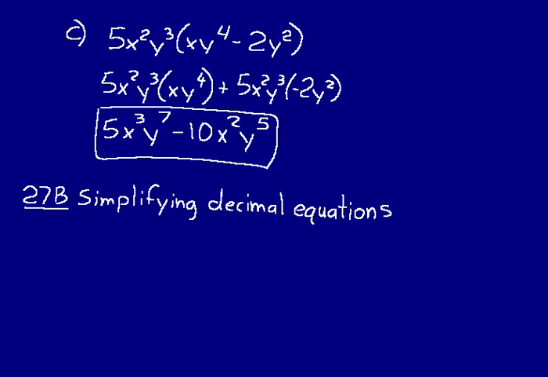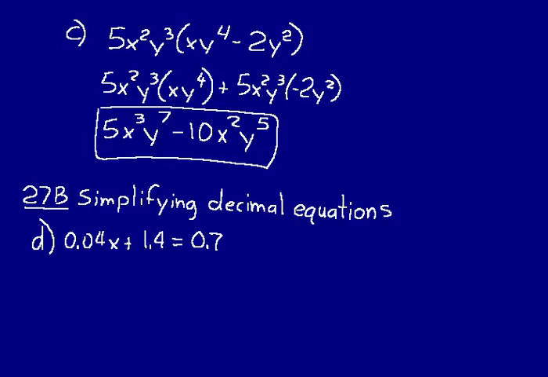Let's go ahead and look at part B of this lesson, and that's about simplifying decimal equations. Now, we've already done some problems where we simplified decimal equations. What we're going to do different here is we're going to convert all the decimals into whole numbers. And the reason we want to do that is because it's just easier to work with whole numbers, usually anyway, than to work with decimal numbers.